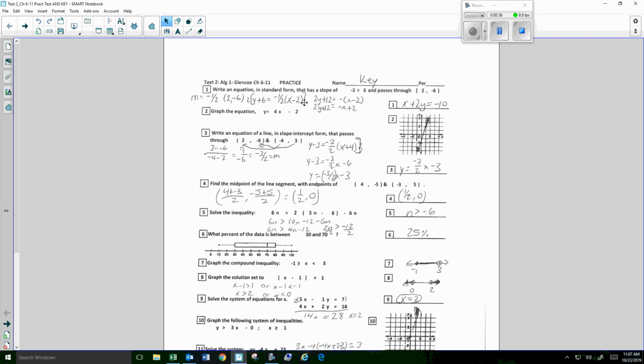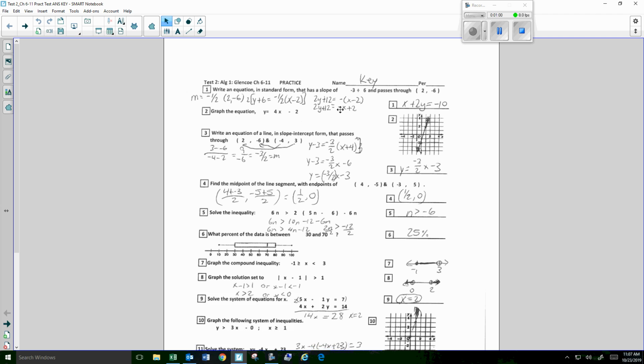times x minus x sub 1, the 2 right there. Now remember, I just got done saying in standard form you cannot have any fractions. So we must multiply by the common denominator, which is 2 here. That's why you see me put a bracket around the whole equation, multiply by 2. Then we get 2y plus 12 equals negative, because the 2's cancel here, so just negative 1 times parentheses x minus 2. Distribute the negative through there, and you get negative x plus 2.